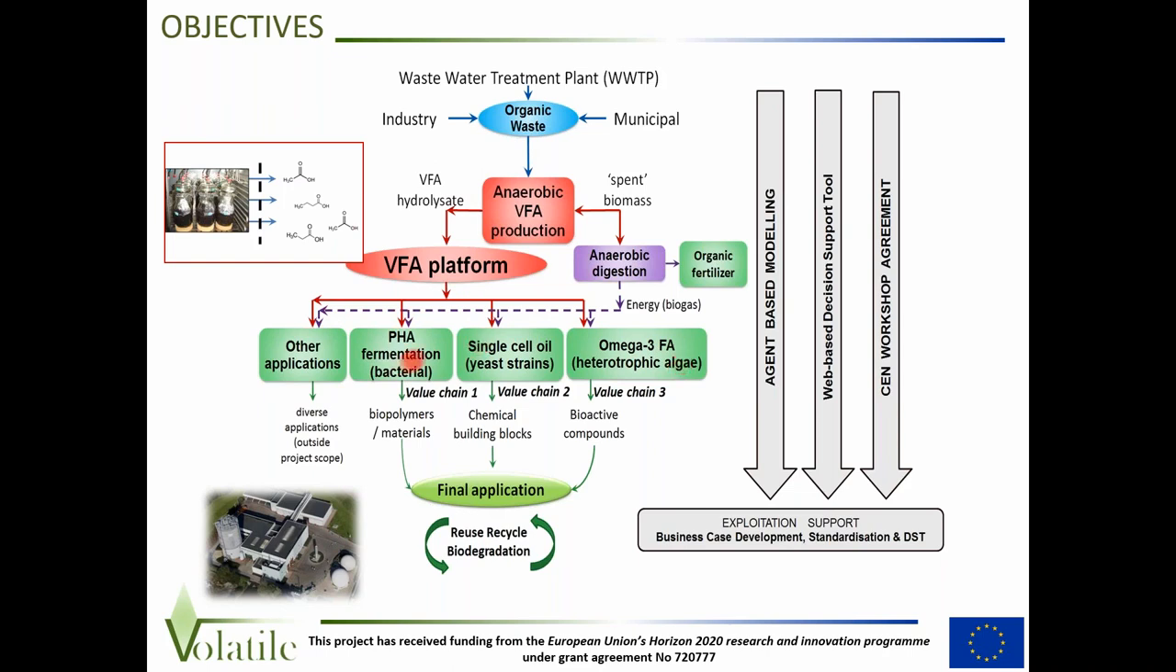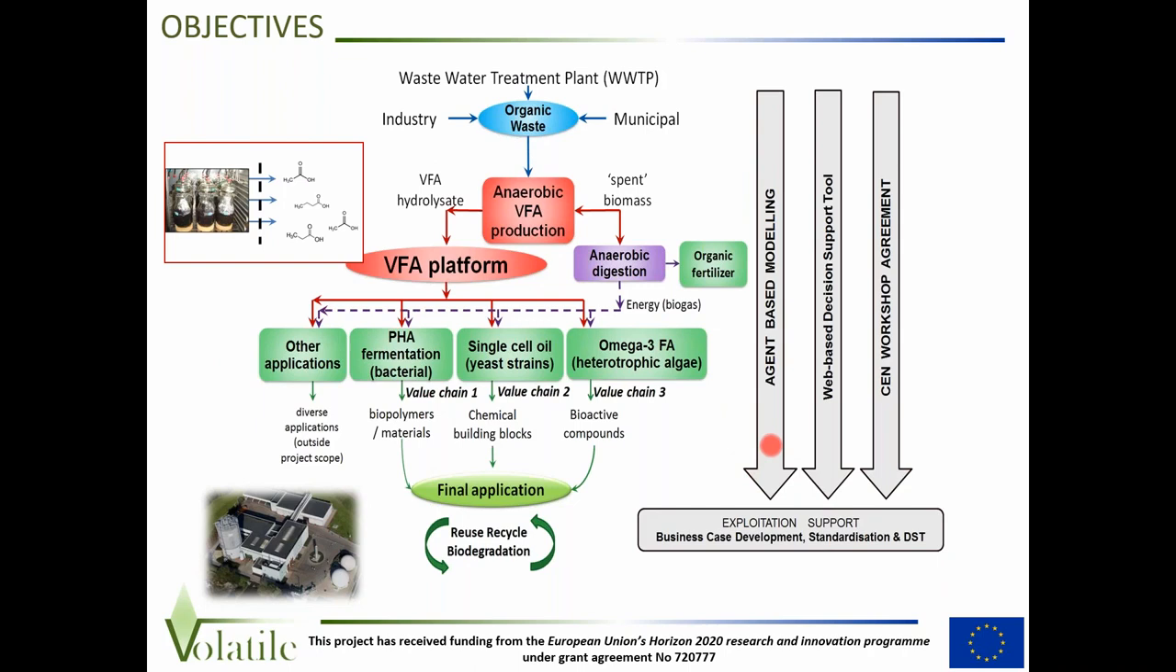Why is this interesting? A lot of the normal fermentation approaches in the bioeconomy, the first generation, are relying on glucose, which is a food-grade source, and therefore competing with the food chain. So it would be better to have carbon sources for fermentation approaches which are waste-based. And what we did is, by bacteria, we are producing PHA, single cell oil for oleochemical applications by yeast, and omega-3 fatty acids by heterotrophic microalgae. So this is only from the technological perspective.